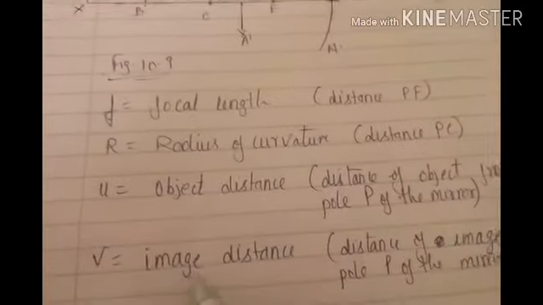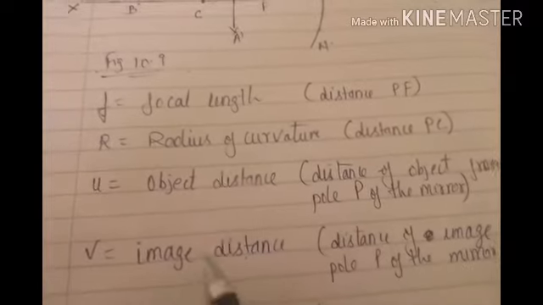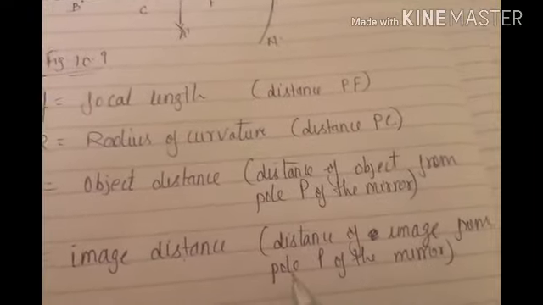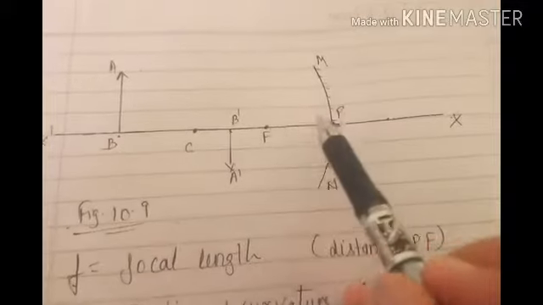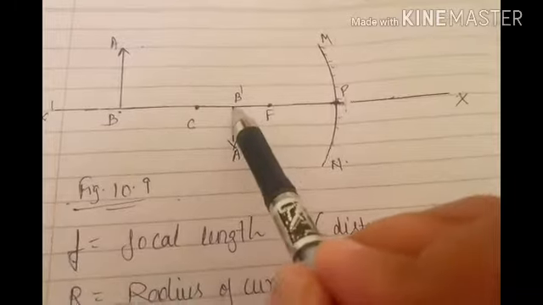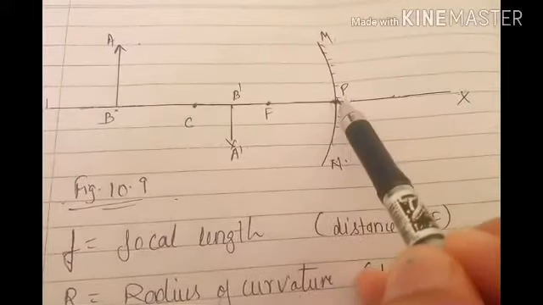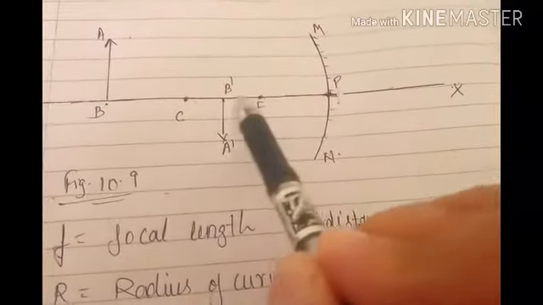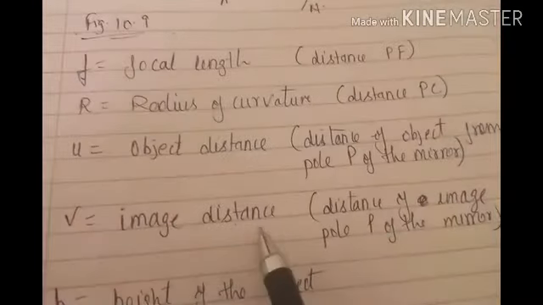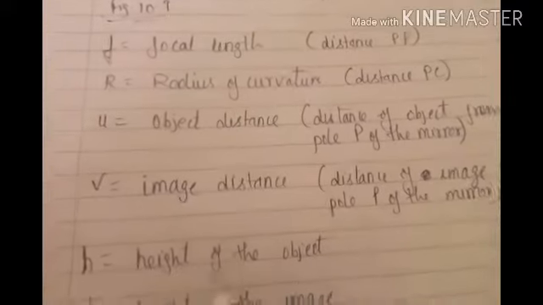Next is image distance. It is represented by small letter v, and it is the distance of the image from the pole P of the mirror. This is the image, so the distance of this image from the pole of the mirror, from here to here, this PB', is called the image distance. It is represented by v.